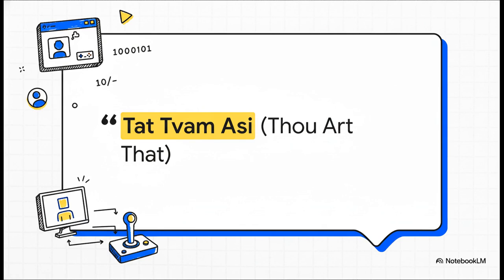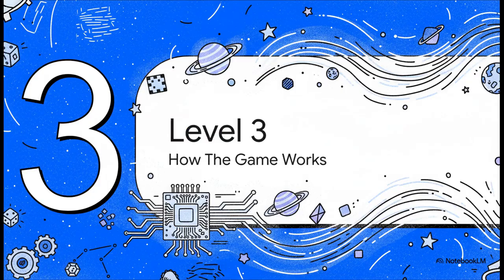In our analogy, think of this like a system notification that pops up on your screen right in the middle of a boss fight. It's a little reminder from the game's developers saying, hey, psst, you are the player, remember? Not the little character you're running around with. All right, let's move on to level 3 and look at the rules of this cosmic game.